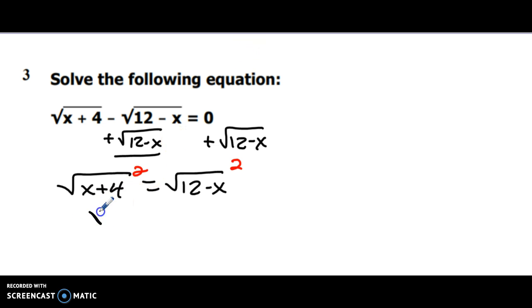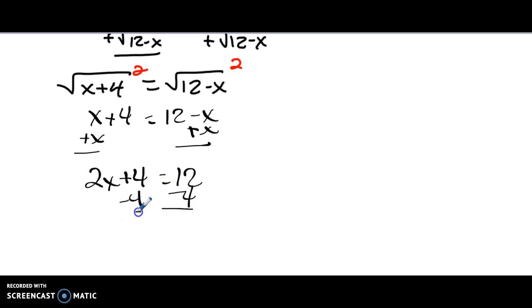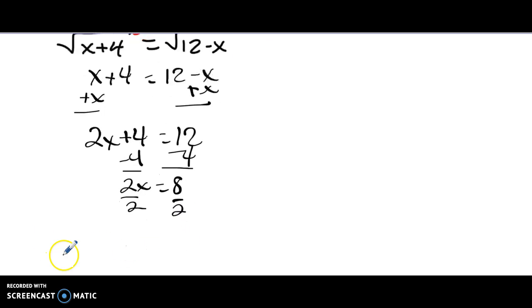When our radical sign goes away, we have x plus 4 is equal to 12 minus x. We add an x to both sides. We get 2x plus 4 is equal to 12. Subtract 4. 2x is equal to 8. Divide by 2. So x is equal to 4.